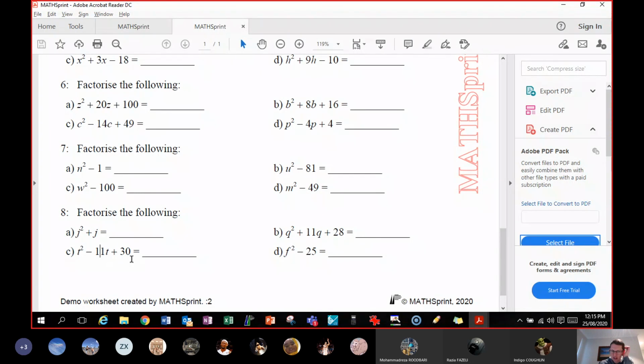What is that? 15 and 2, 3 and 10. This one's stumping me. Negative 3, negative 10, that'd be negative 13. 5 and 6. Right, negative 5 times negative 6 will give me negative 11. This one, it's 0f, so therefore we want a difference of 25, and they both got to give me a difference of nothing, so it's going to be minus 5 plus 5. Hopefully you get to that fast.